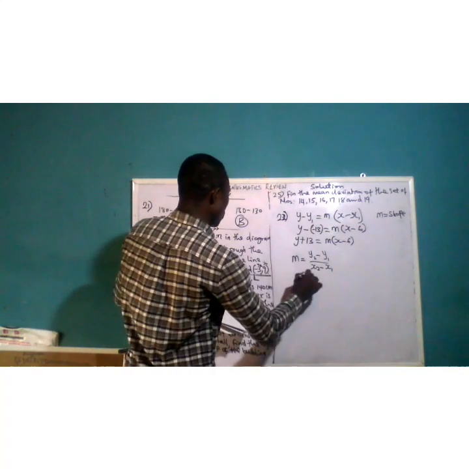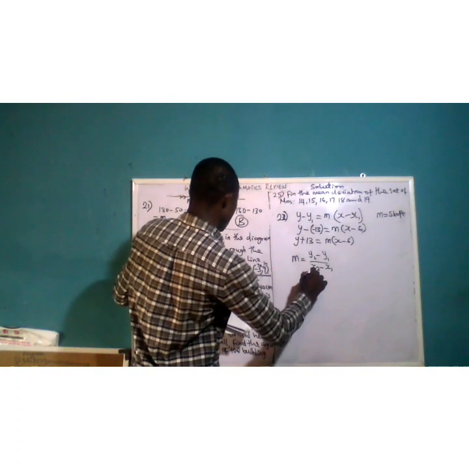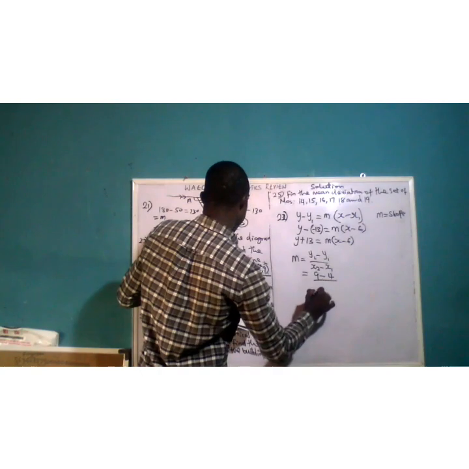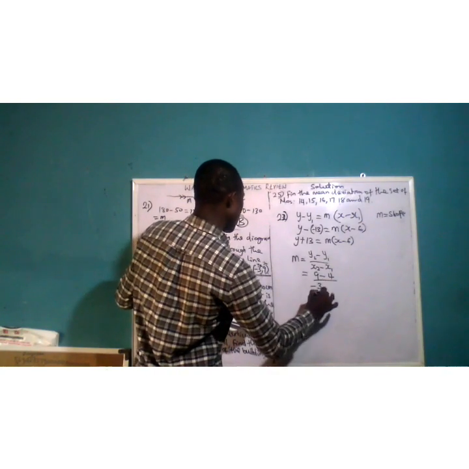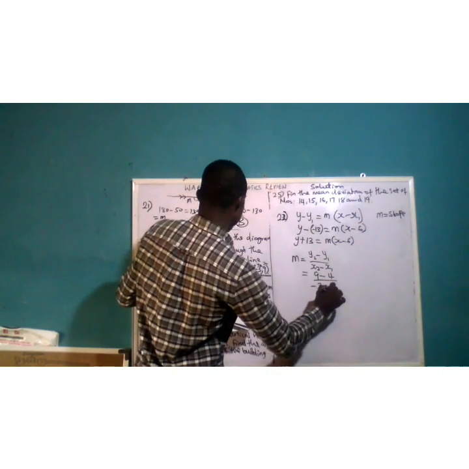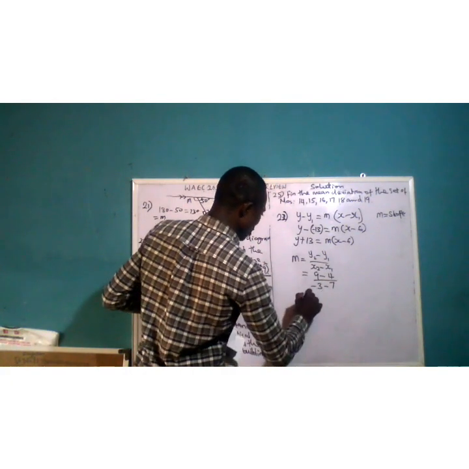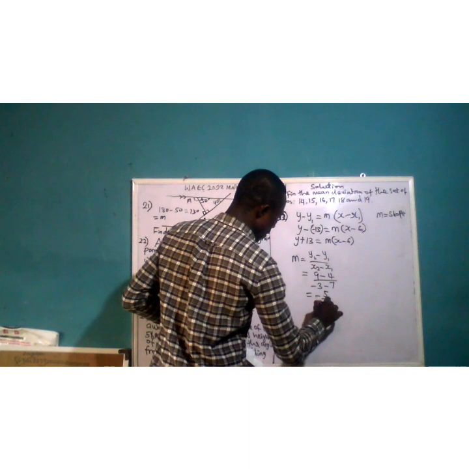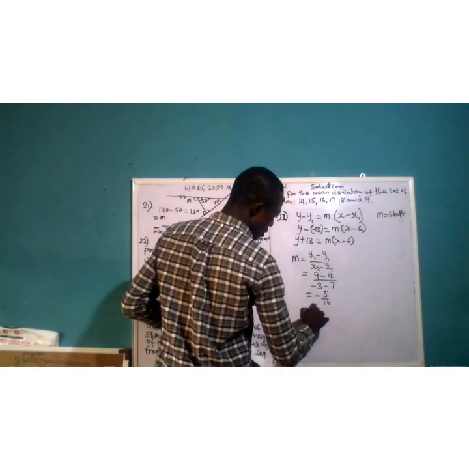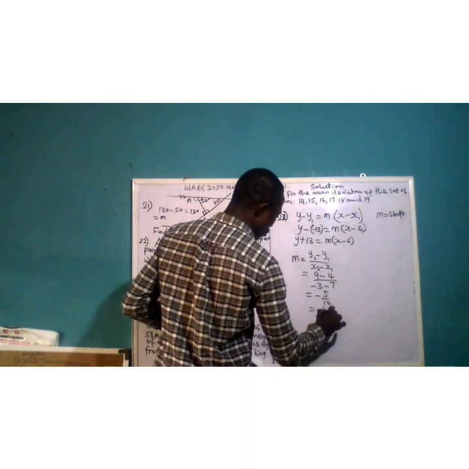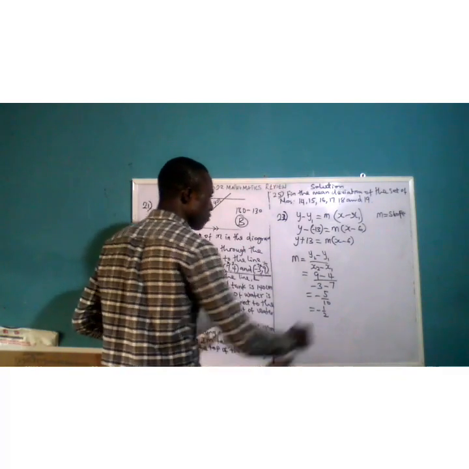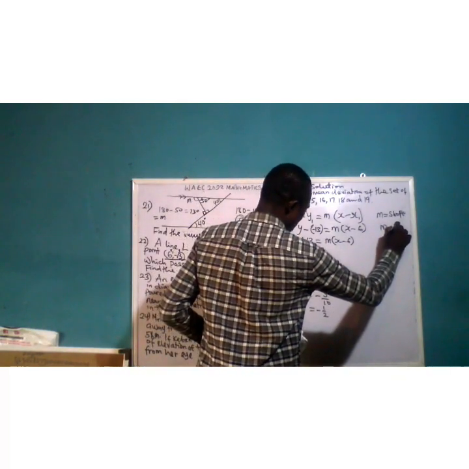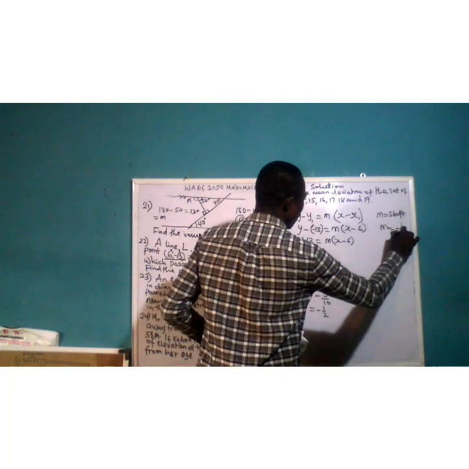So insert these values. You have y2, which is 9, minus y1, which is 4, all over x2, which is negative 3, minus x1, which is 7. And this will give you negative 5 all over 10, which you can simplify further to have negative 1 all over 2. So therefore, our m is determined as negative half. Okay?